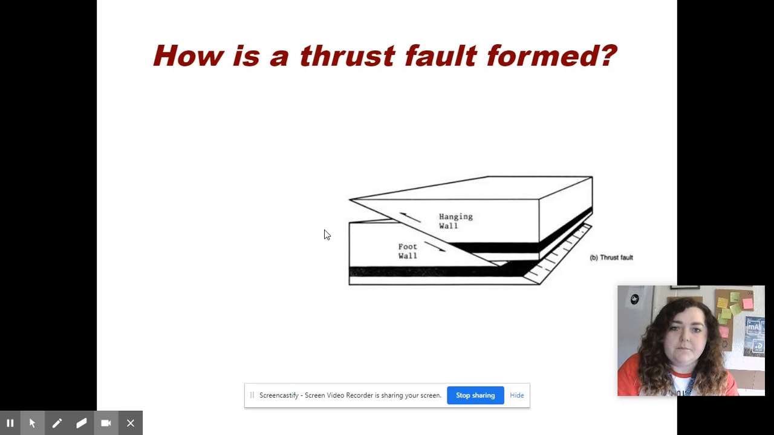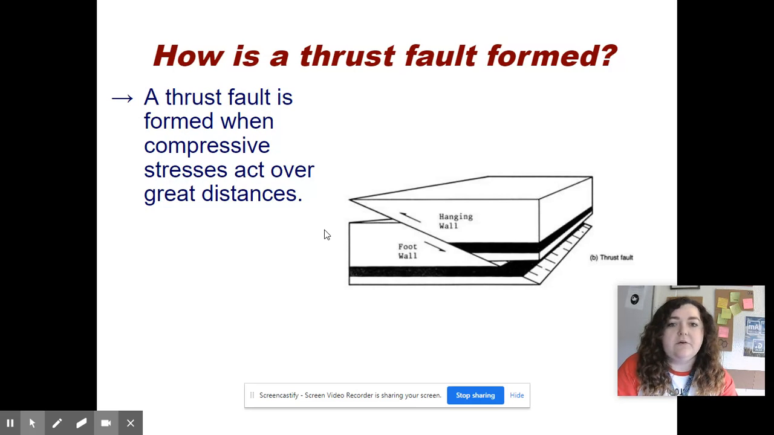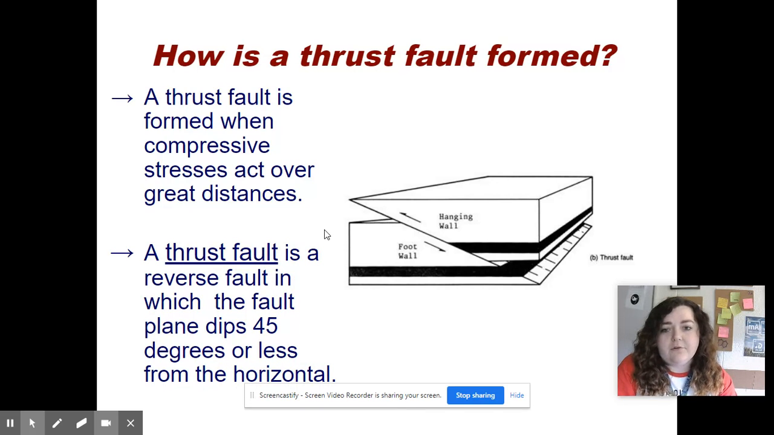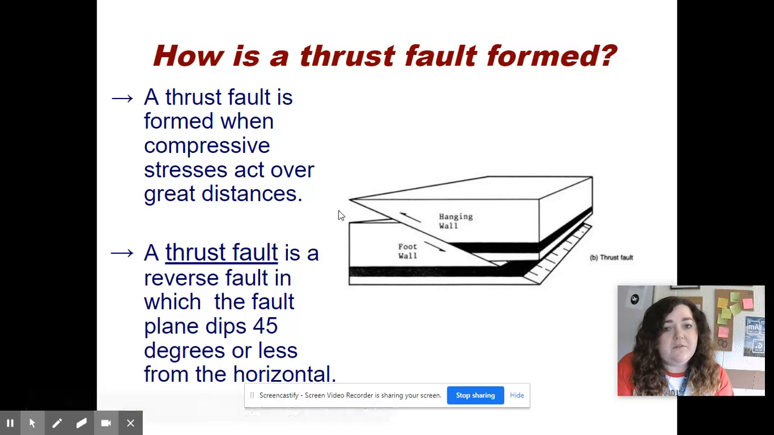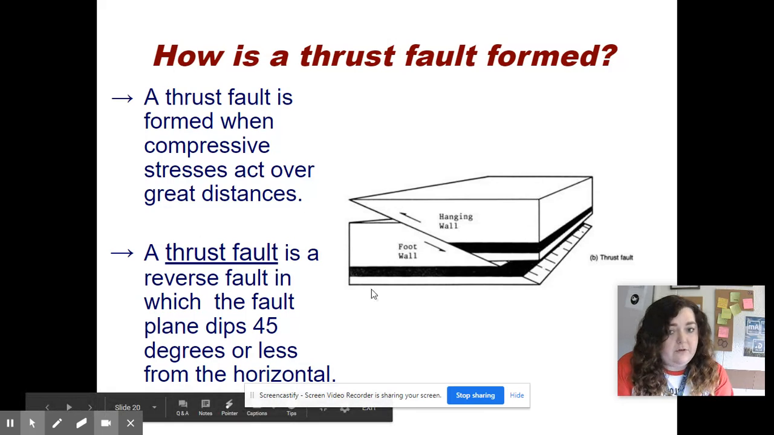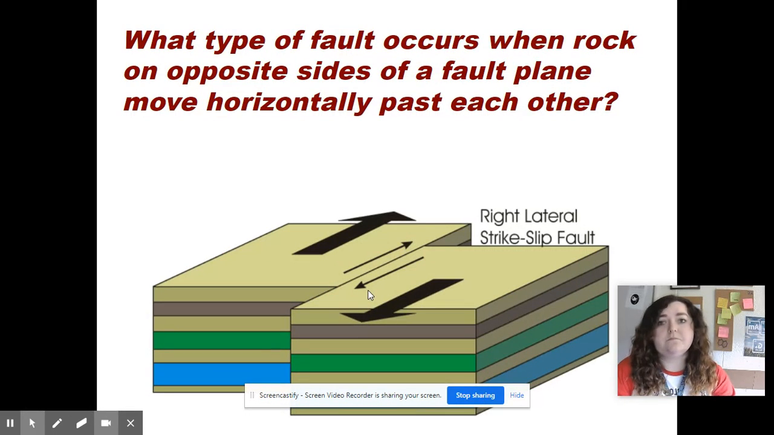What about a thrust fault? It's a little different. A thrust fault is formed when compressive stresses act over great distances. A thrust fault is a reverse fault, so it's a convergent boundary fault, but the fault plane dips 45 degrees or less from the horizontal. It's a 45-degree angle, which is half of a right angle, or less. So it could be a very shallow fault line. It could come through here, but that's a thrust fault. So it is a reverse fault, but it's 45 degrees or less.